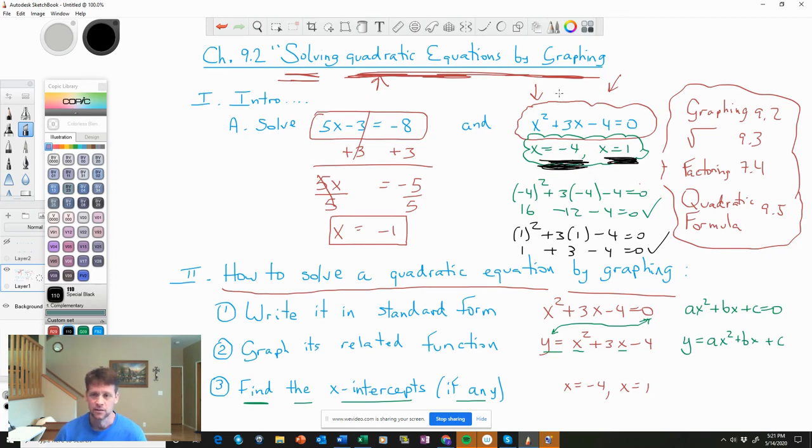I'll give you a hint. Do you see the highest exponent? That's the number of solutions an equation can have. Now, this technique would have worked all along. It works with linear ones too.